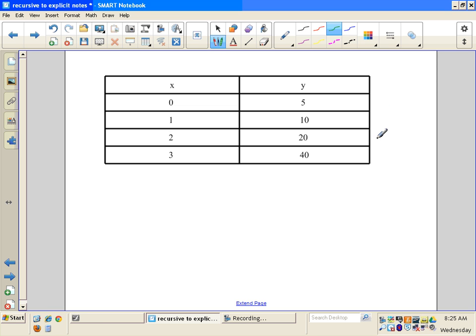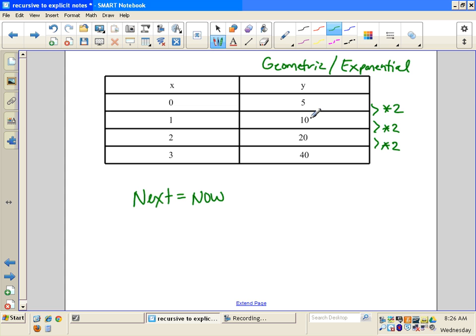So what happens now if we have a situation where it looks like we're multiplying each time? In this case, hopefully you can see that we're multiplying by 2. So this is going to be a geometric or exponential situation. So to get to the next thing, I'm going to take where I am now, and I'm going to multiply by 2, starting at 5. So again, your starting value is always when x is 0. What is your y value?